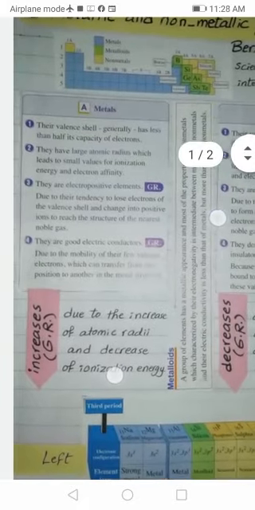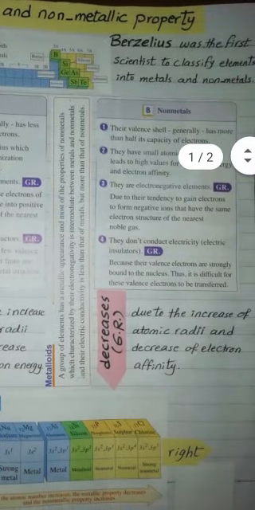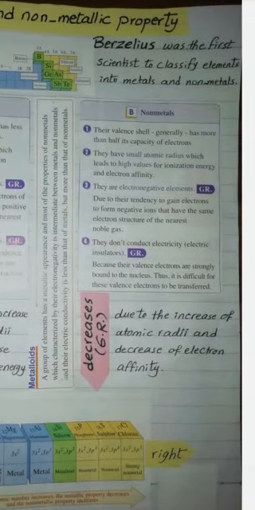First point of comparison, the valence shell of metals has less than half of its capacity of electrons, where the full capacity of electrons in the valence shell is 8 electrons. Therefore, the valence shell of metals has 1, 2, or 3 electrons. On the other hand, the valence shell of nonmetals has more than half of its capacity. Therefore, the valence shell of nonmetals has 5, 6, or 7 electrons.